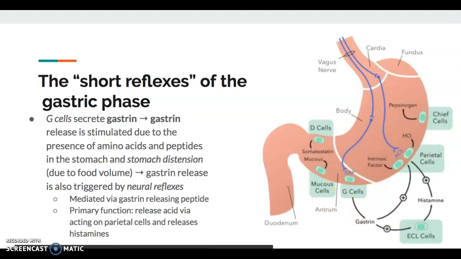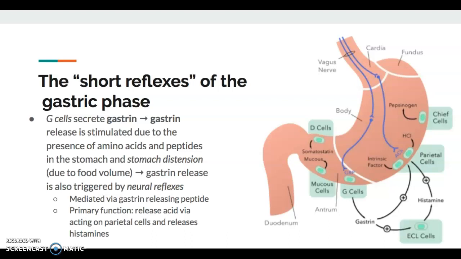These G cells secrete gastrin, and gastrin is released and stimulated due to the presence of amino acids and peptides in the stomach, as well as stomach distension due to food volume. Gastrin release can also be triggered by neural reflexes, which are mediated via gastrin-releasing peptide. Its primary function here is to release acid by acting on parietal cells as well as releasing histamines.